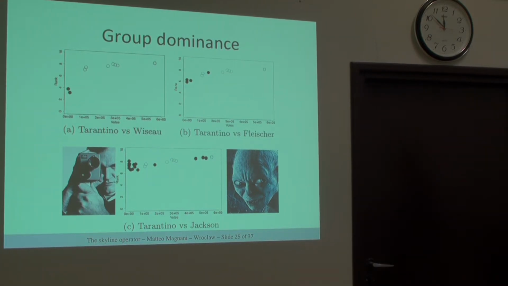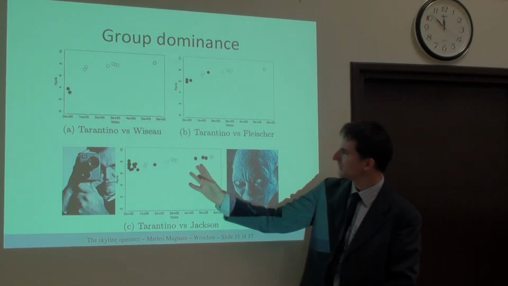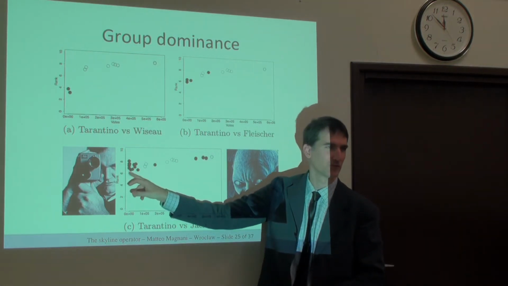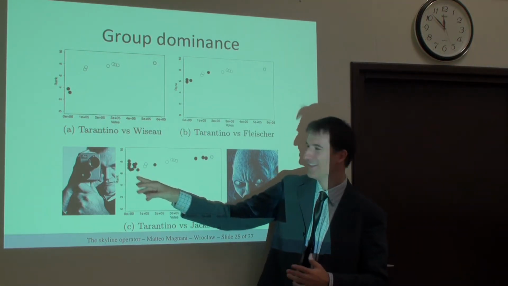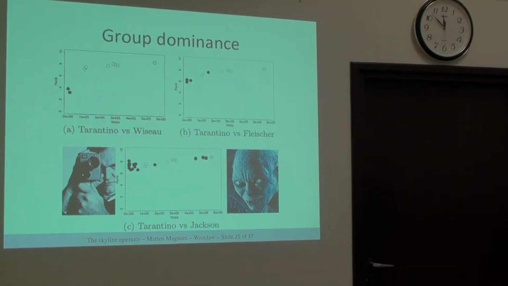So this is Jackson after the trilogy of the Lord of the Rings. And here, in general, you can still see that Jackson, before doing this, has done a lot of maybe crappy movies. But in general, it's very difficult to tell which one is better. So how can we deal with that?